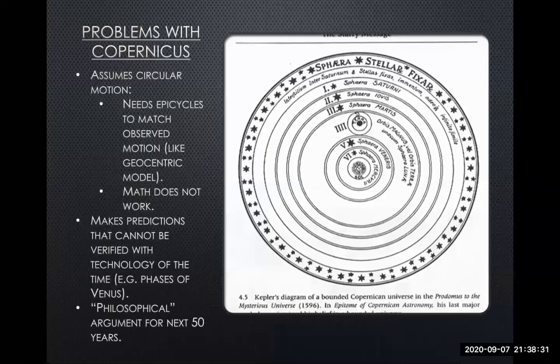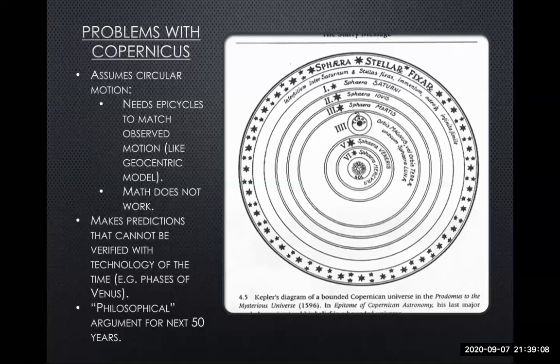So first, a few problems with Copernicus. First of all, Copernicus does assume circular motion. So he, like Ptolemy, actually needed epicycles to match observed motion, and the math doesn't work. So this is a real problem for Copernicus. He's saying this is a simpler system. He's saying this is the way things really are, but his math doesn't work. And so because of this, he's unable to verify the predictions that he's making, and he's unable to make predictions that are accurate. So Ptolemy's system is actually far more accurate despite being fundamentally incorrect in this early stage.